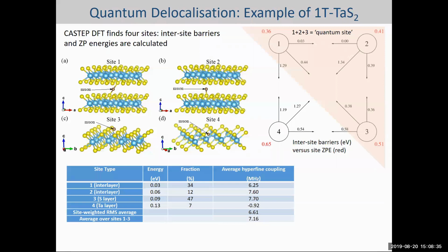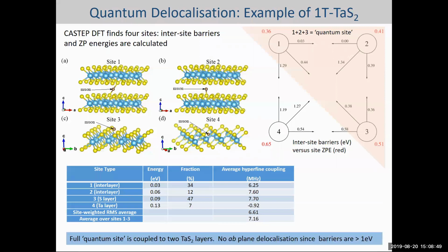But we can do the calculations and then do the averaging to get what hyperfine coupling we expect, and we can then do the site average to get around 7 megahertz for this case, which is then very useful for analysing the muSR data. And there's no ab plane delocalization. When you look at the barriers in this direction, they're all more than 1 eV, so we don't expect it. So it's all happening in this axis.